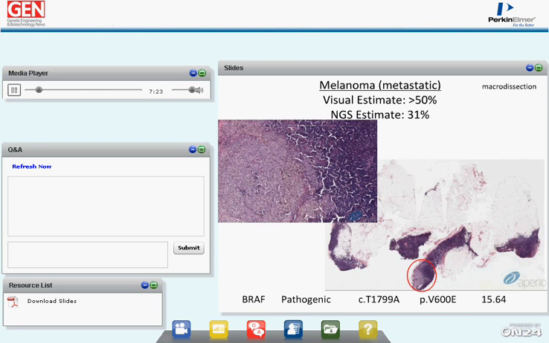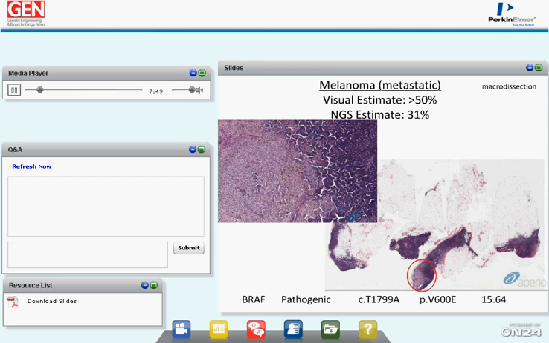We began this using an automated machine analysis algorithm developed by PerkinElmer called Inform. And what I'd like to show you in the next slides is examples of how we used Inform and compared Inform to the visual estimates of anatomic pathologists, as well as the allele frequency estimates from the next-gen sequencing.